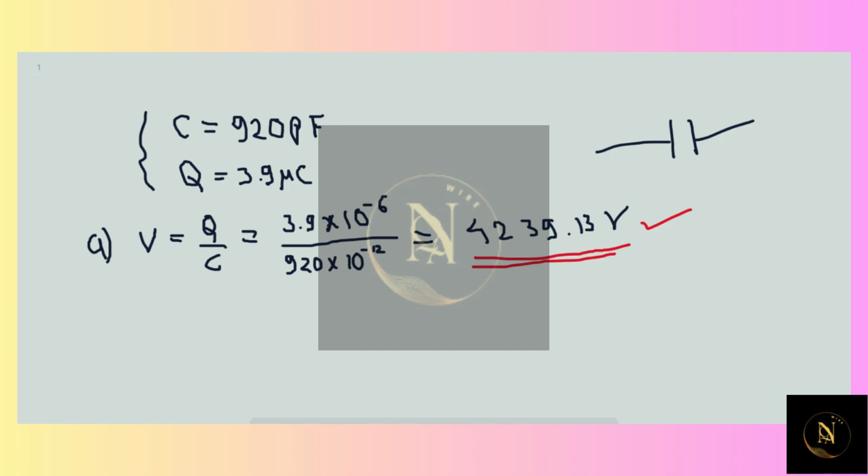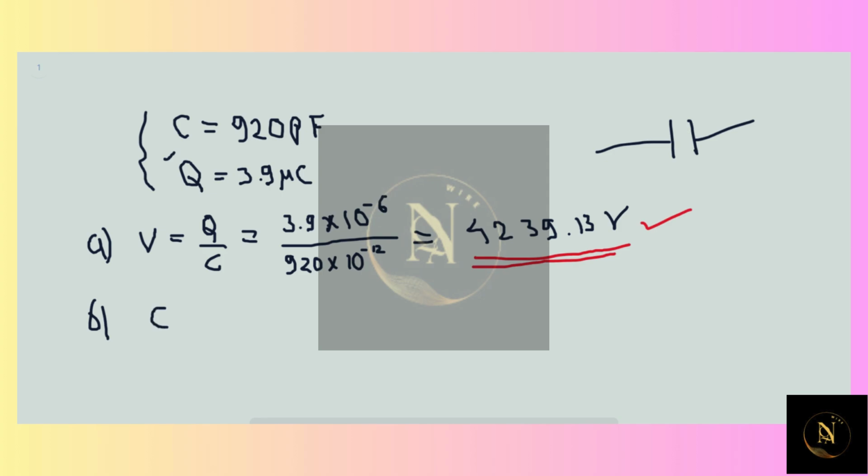Moving on to the second part, part B. For part B, we are being asked: if the charge Q is kept constant and the separation between the plates is doubled, then what will be the value of the new potential difference? So we need to find the new potential difference when the plate separation is doubled, keeping the charge constant.